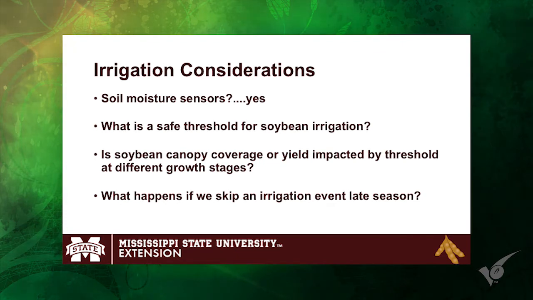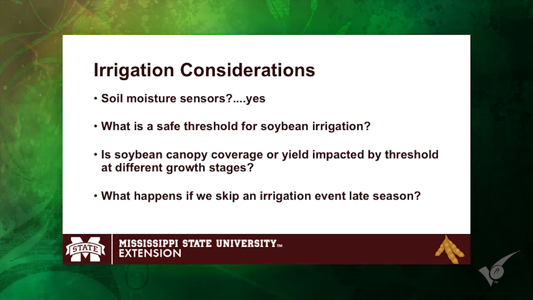What happens at different growth stages if we trigger off of different values? Is the canopy coverage affected? And do we need to water early to encourage canopy closure? What about yield? Soybean yield, of course, that's the standard that we always want to check. And one thing that really applies to this year is what happens if we skip a late season irrigation event.